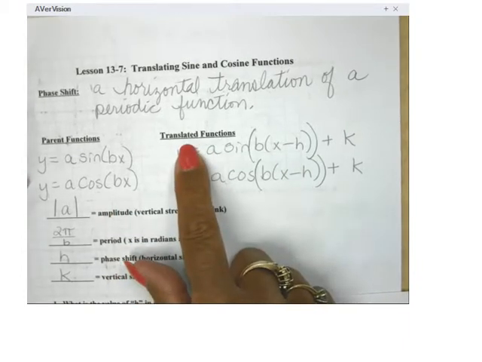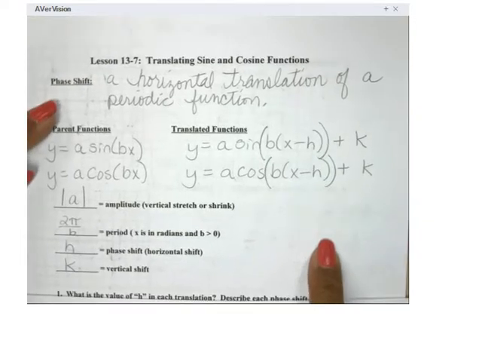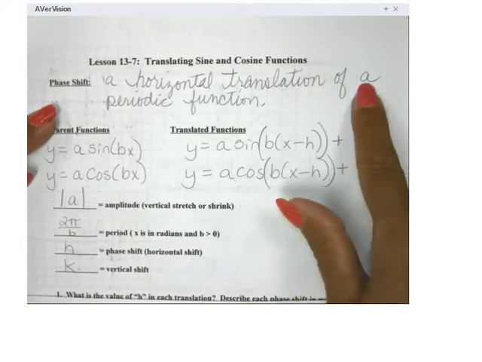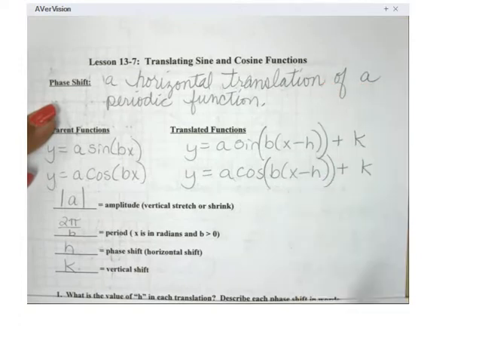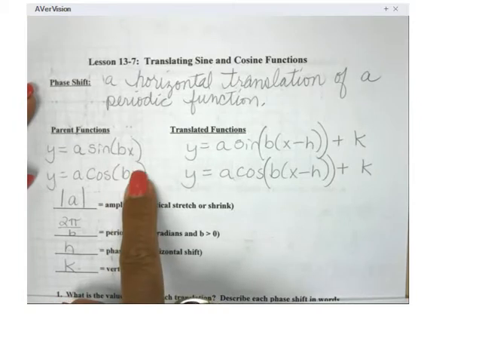We're going to slide them left and right, up and down. And so when we talk about shifting a graph left and right, that is called a phase shift. So a phase shift is a horizontal translation, and a vertical shift is going to be a vertical translation. And I have that labeled down here. So here are our parent functions, and we're going to make them slide.